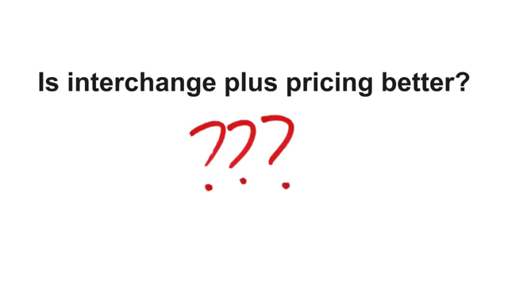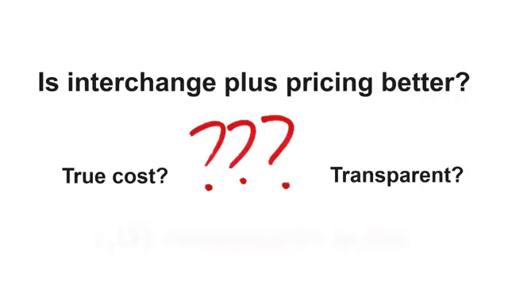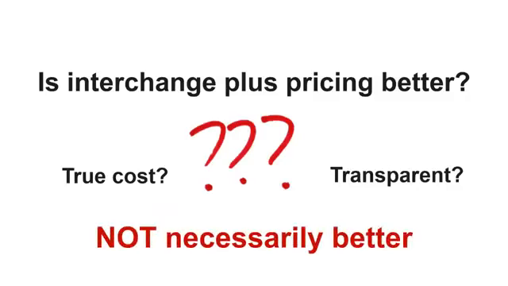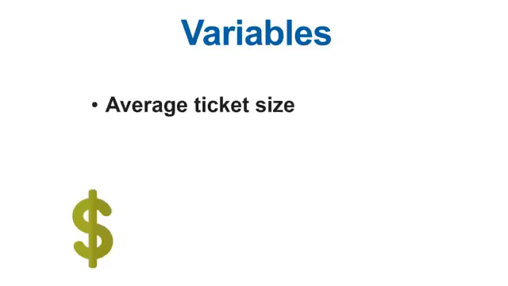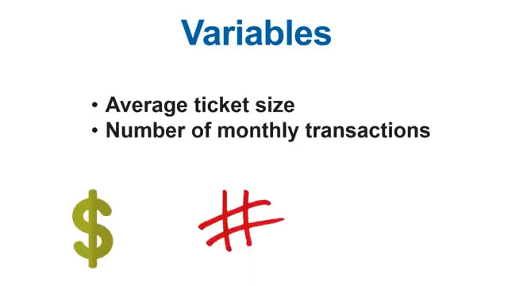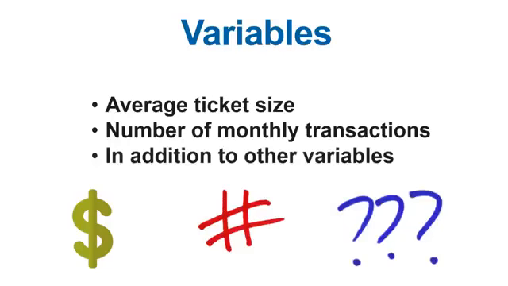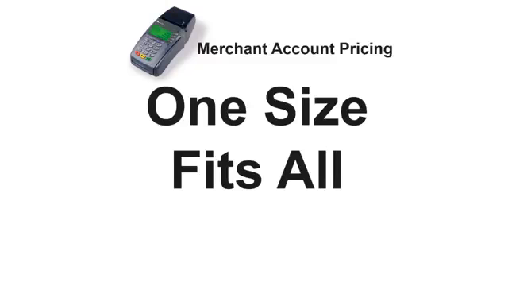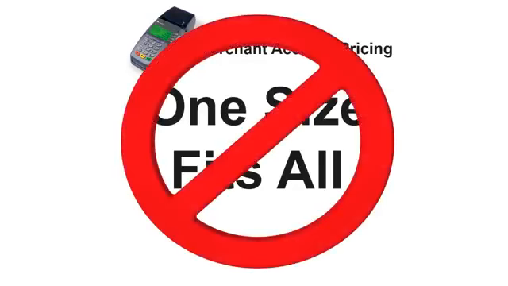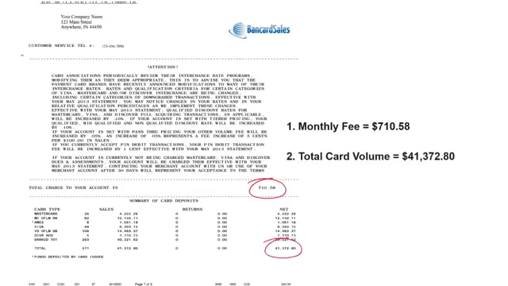It's widely assumed that Interchange Plus pricing is a better pricing model because it's said to have a true cost or transparent pricing model, but that does not necessarily mean that it's a lower overall cost. Variables such as average ticket and the number of transactions processed each month, in addition to the pricing structure variables that we discussed already, determine whether tier or Interchange Plus pricing is best for your company. Merchant account pricing is not one size fits all. In the end, what matters the most is the total dollar amount in fees paid for accepting a certain dollar amount of credit card volume.